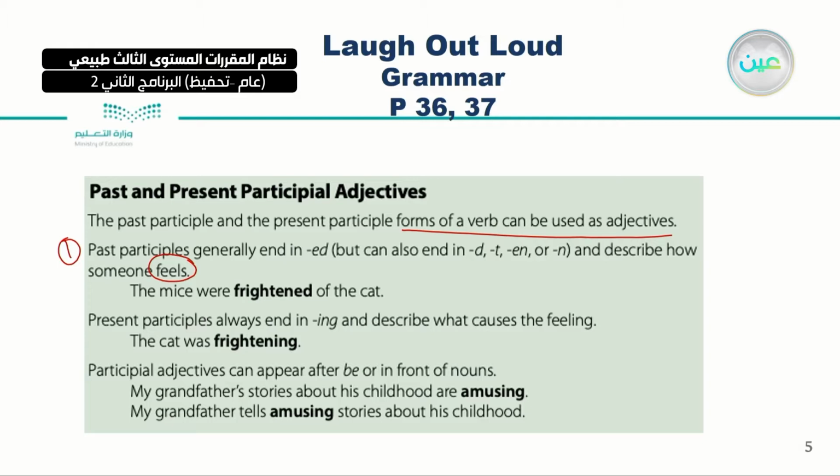Number two, let's read together the example. The mice were frightened. Why were they frightened? Of the cat. So here I'm talking about feelings, and what caused this feeling? The cat, of course, is the cause.